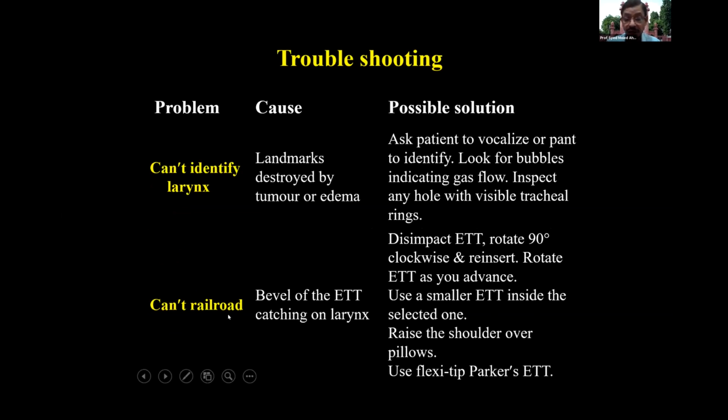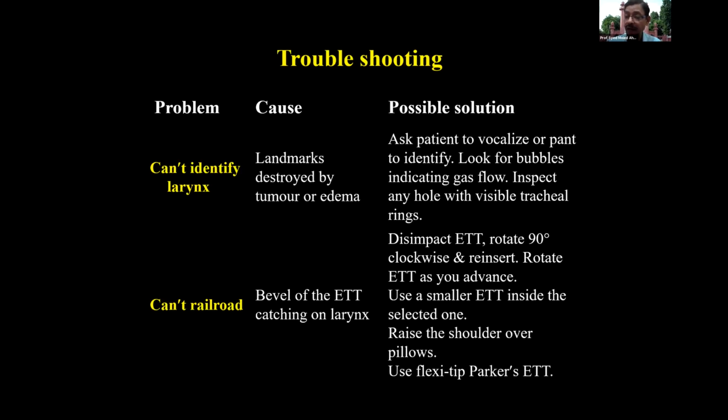If you can't railroad your endotracheal tube, now, this is a very catchy situation. Most of the time you have this problem: you're not able to railroad your endotracheal tube over the fiber optic. Always remember that endotracheal intubation is not under vision in fiber optic. This is a very common question asked by the examiner: in fiber optic intubation, can you see the tube passing through your vocal cord? That is not possible. You cannot see that, so that is why you are always getting caught. You get a problem while passing an endotracheal tube.